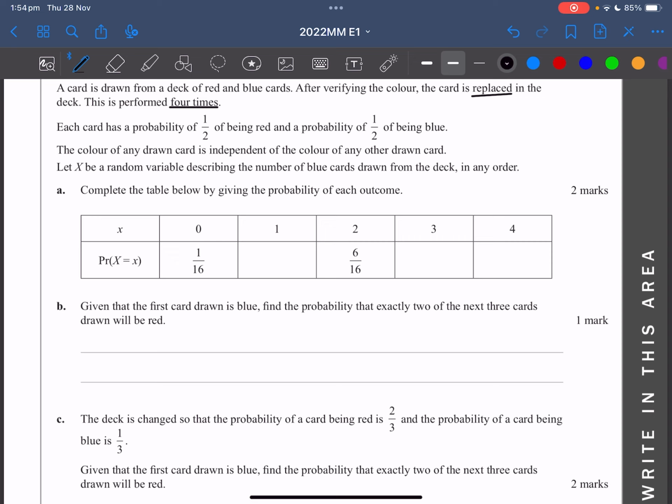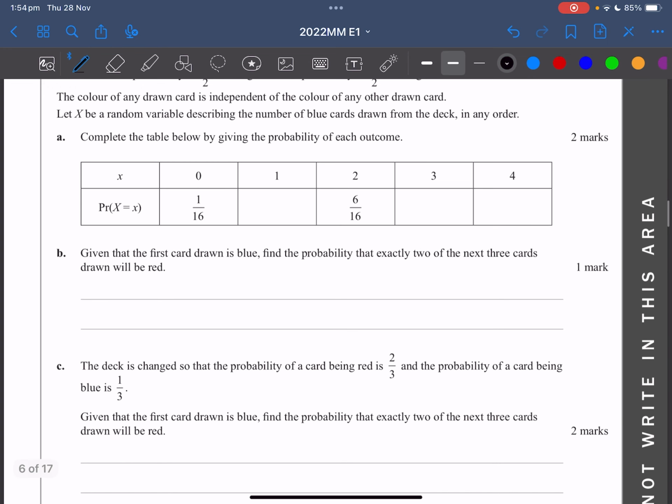So let x be a random variable describing the number of blue cards drawn from the deck in any order. Complete the table below by giving the probability of each outcome.